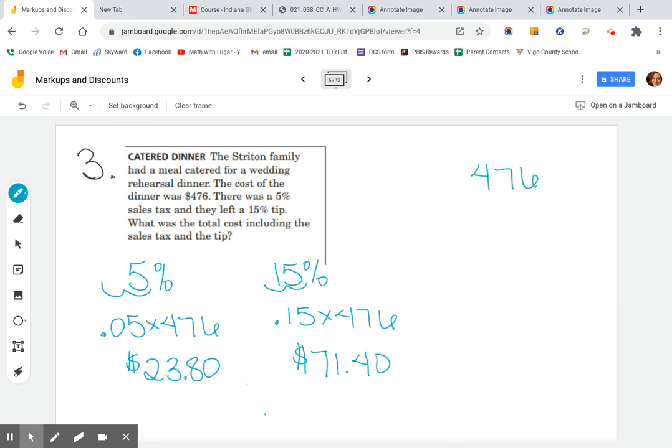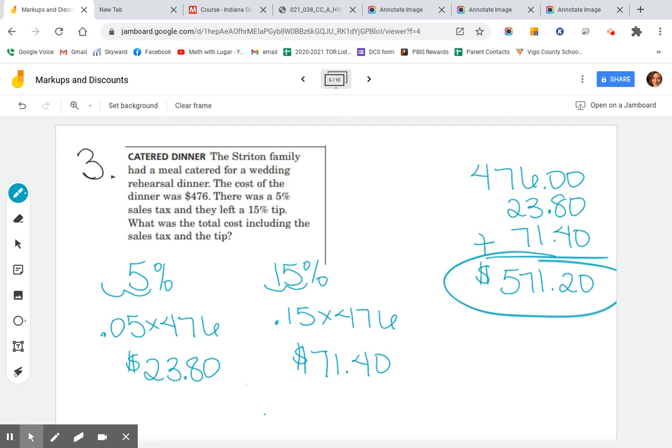So the total cost, I still have to pay for that meal, $476. I hope that fed a lot of people. It sounds kind of pricey. I'm going to add to that, I want to line up my decimals. I'm going to add $23.80 for the tax, and I'm going to add $71.40 for the tip. Now I'm going to add everything together. So I have $476 plus $23.80 plus $71.40, and I get $571.20 for the total.